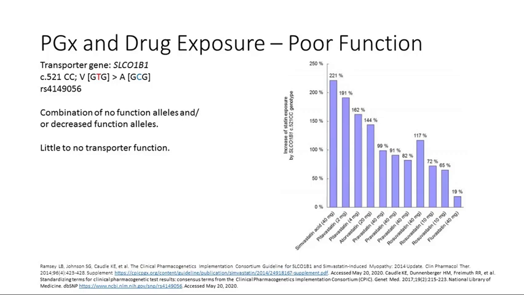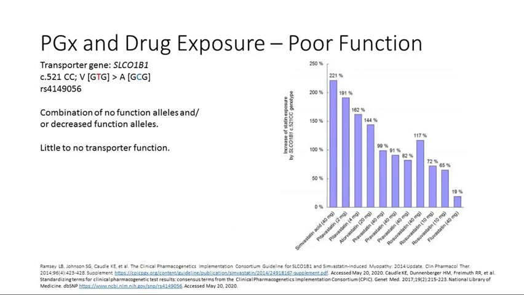So now we've got the form that decreases that transporter. If you're homozygous and you have C from one parent and C from the other, then you're considered a poor function individual, and that's what this slide is pointing out. In this image, you see that simvastatin has an increase in area under the curve, the exposure, of 221% in the poor function individual.